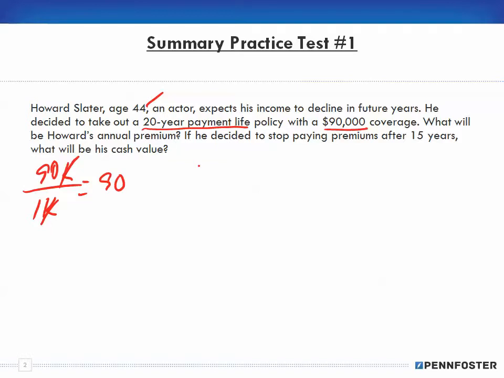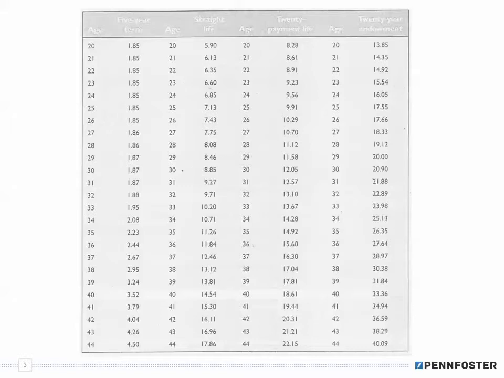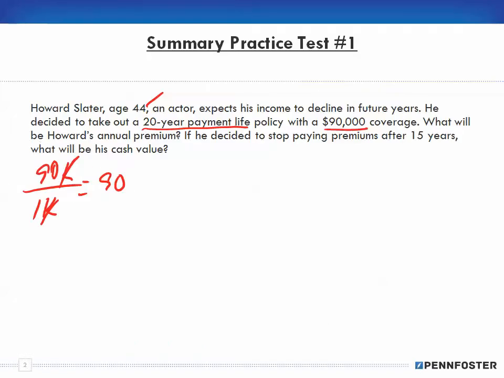I'm looking at a 20-year payment life policy. Here's the 20 payment life policy, and I have to go all the way down to the bottom where he's 44 years old. That means I'm going to multiply that 90 by 22.15. So 90 times 22.15 gives me $1,993.50. That's his annual premium.